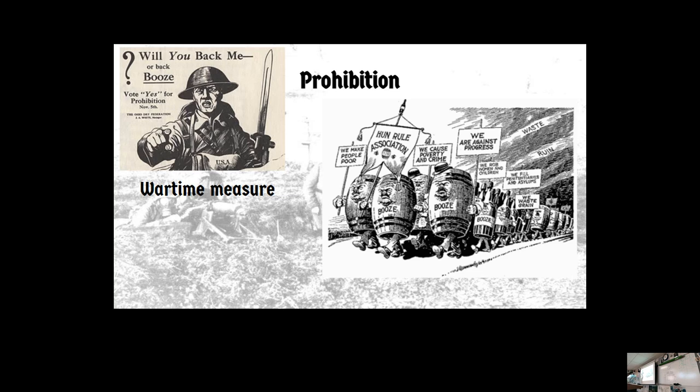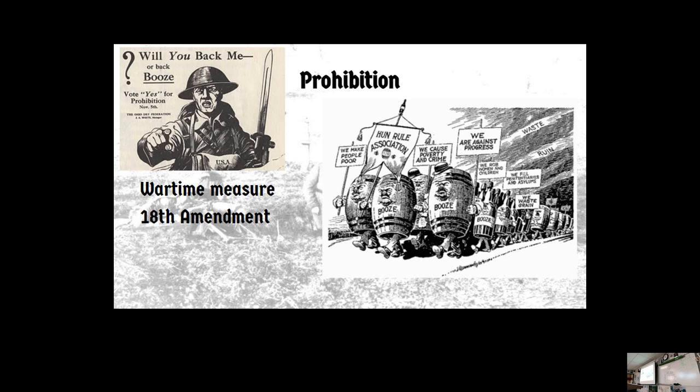So a number of states, like this was in Washington State, begin to push prohibition measures in their own state, saying banning booze will help the soldiers at the front. In fact, the United States banned the production of beer in 1918. And then kind of this wave of unity, the war is over. In 1919, the amendment was passed, the 18th Amendment, which allowed for the prohibition of alcohol.